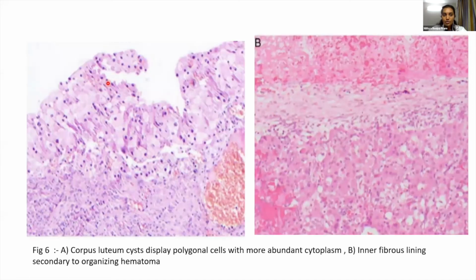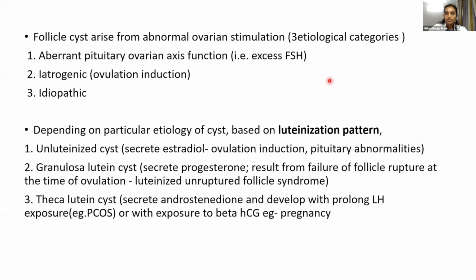So this is the diagram showing corpus luteum cyst, which shows polygonal cells with abundant eosinophilic cytoplasm. Here also, you can see the inner fibrous lining secondary to organizing hemorrhage. So follicle cyst can arise from abnormal ovarian stimulation, which is broadly categorized into 3 etiological categories. First one is aberrant pituitary ovarian axis function due to excess FSH, then iatrogenic, for example ovulation induction, and idiopathic.